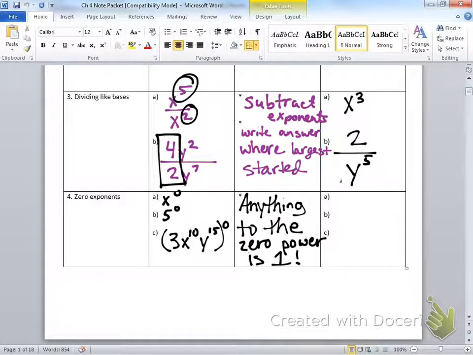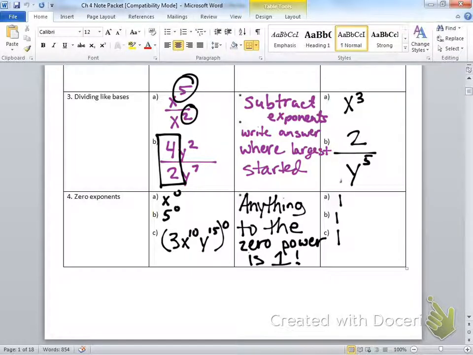Is 1. No. So what's x to the 0 power? 1. What's 5 to the 0 power? What's 3x to the 10th, y to the 15th to the 0 power? 1. Can our test just be 0 exponents? No. So then we have all the pieces. All right, any questions?